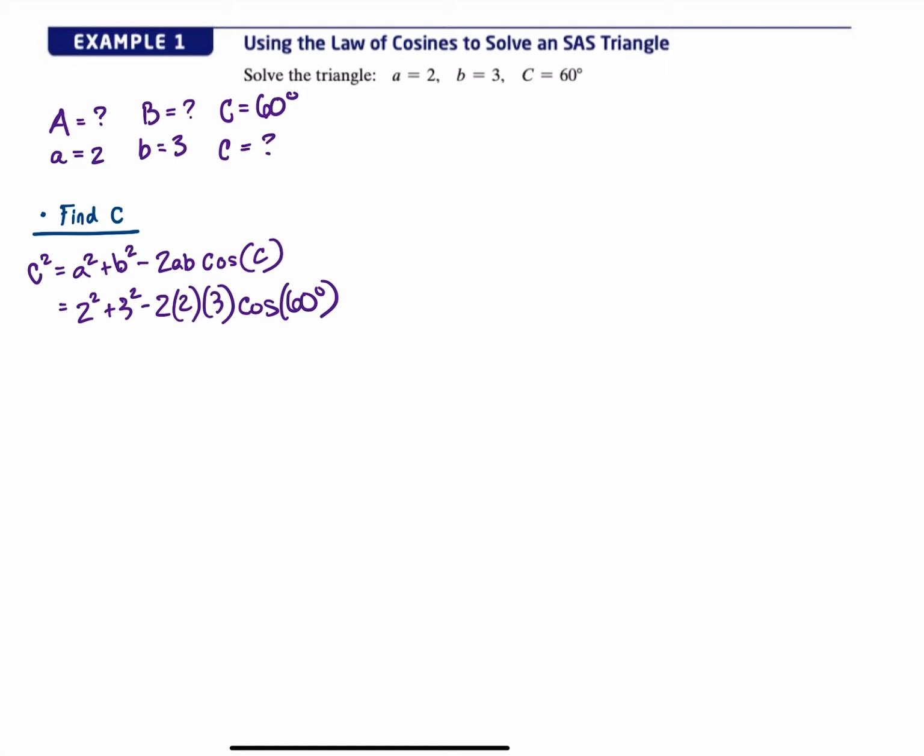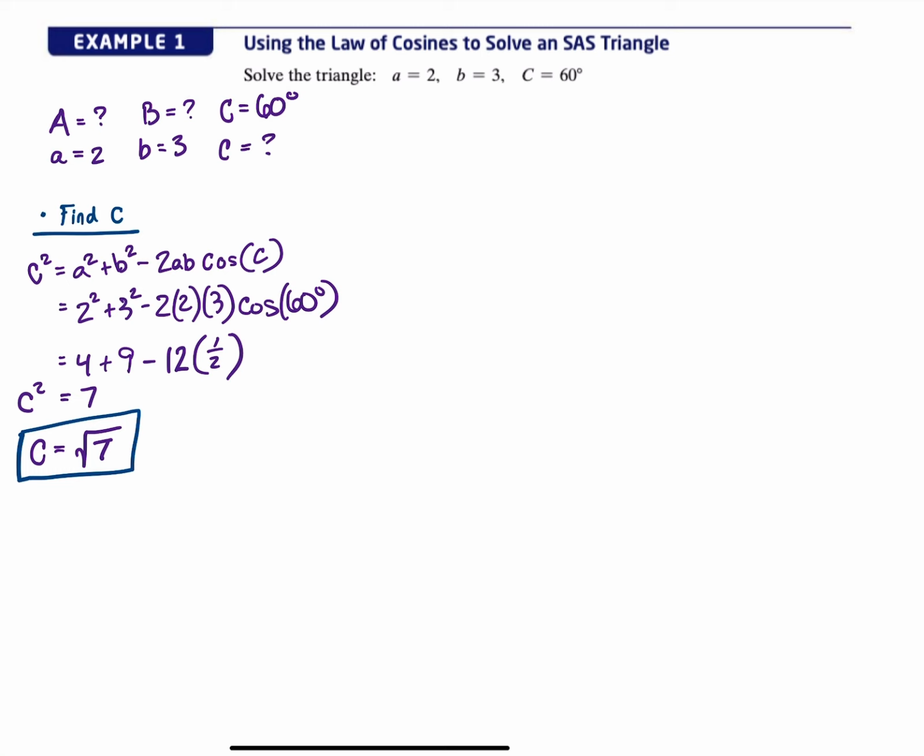So that would be 4 plus 9 minus 12 times the cosine of 60 degrees, that's the cosine of pi over 3, which is 1/2. So 4 plus 9 minus 6 is equal to 7. So c squared equals 7. We'll take the square root of both sides. Here we'll always take the positive square root. So we get that c is equal to the square root of 7.